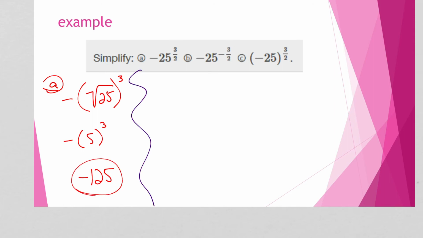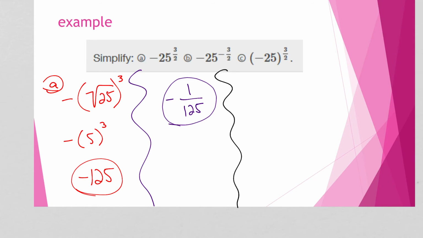Okay, so how is this one different from that one? The only difference is they both have the negative out front. They both have the 25. The only difference is the negative in the exponent, okay? So it's really done the exact same way. The only difference is it'll be a fraction answer. So it would be negative 1 over 125 as our final answer here.